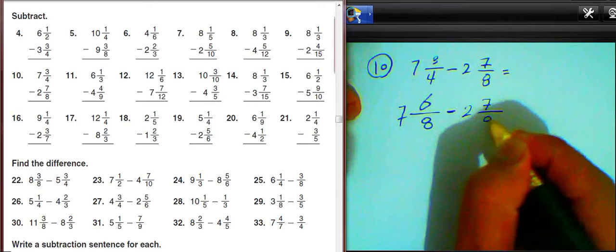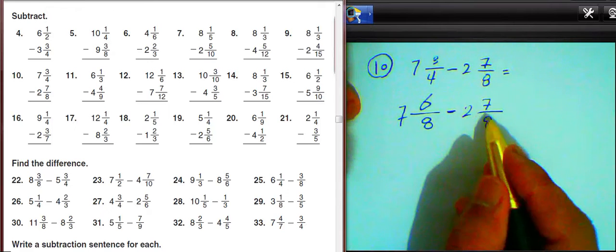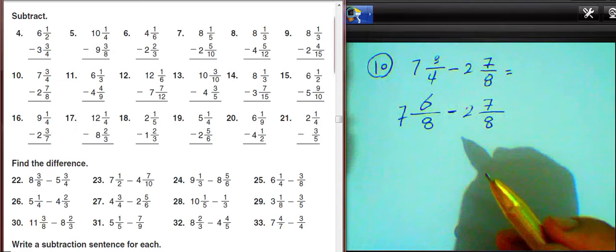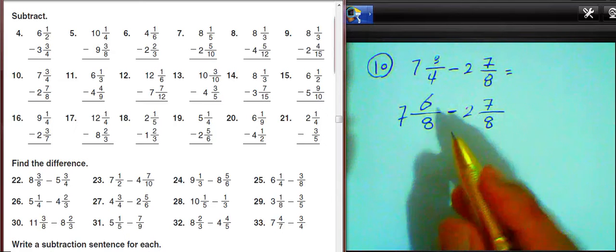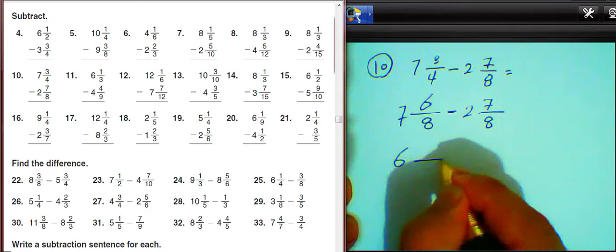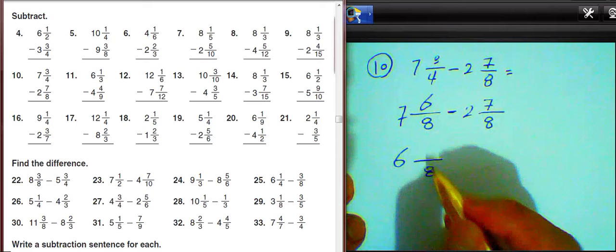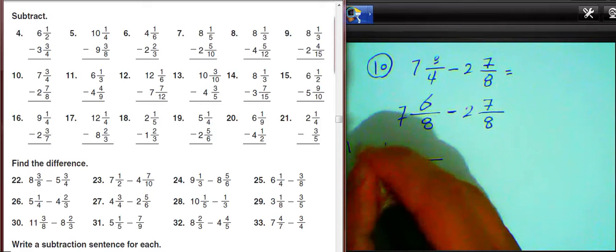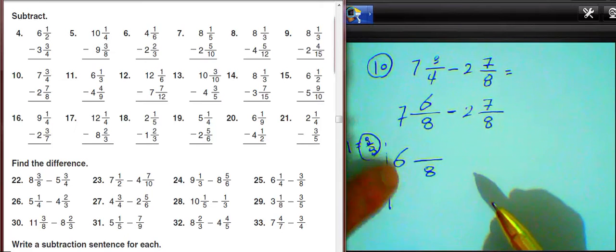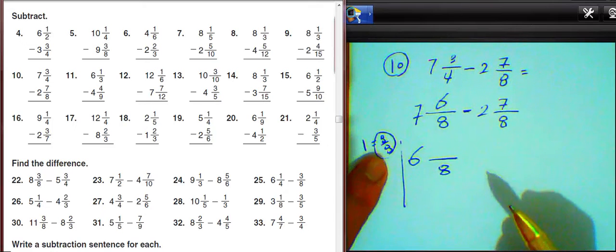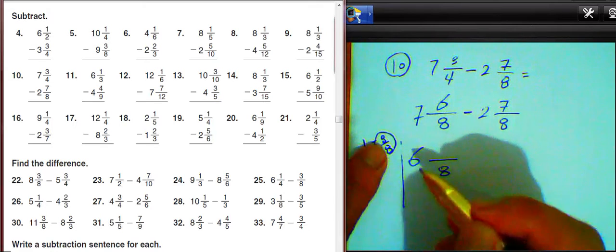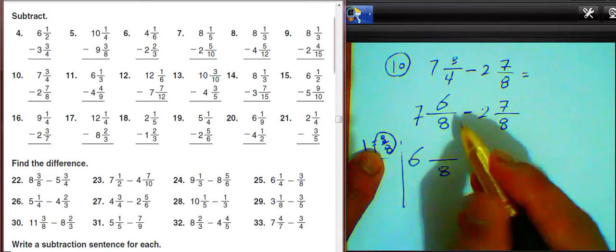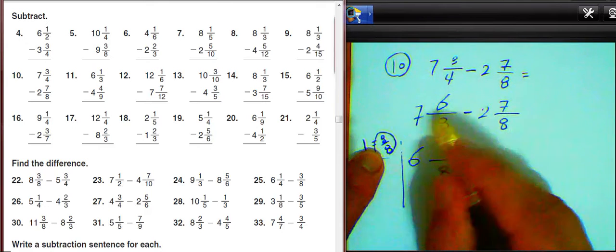and 7 over 8, but 6 subtract 7 we can't do. So we must borrow 1 from 7. 7 will be 6, and we can write it here. 1 will be 8 over 8. We borrow 1 from 7. 7 will be 6, and 1 will be 8 over 8. We will add 8 over 8 to 6 over 8. The result will be 14, because 8 plus 6 equals 14.